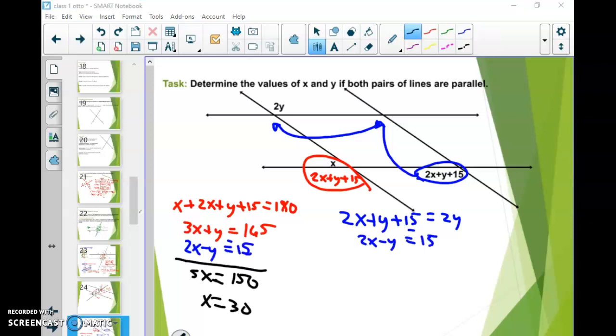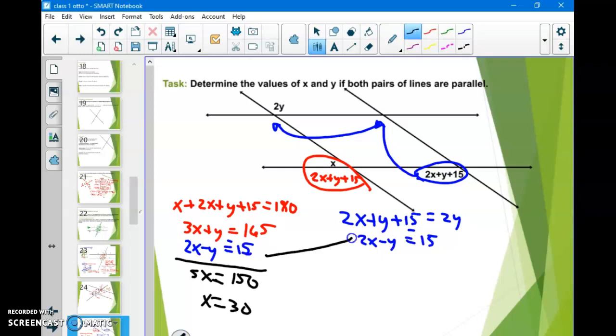And so I simplified both of the equations, and then I just substituted this, or moved this over here to use elimination. And I got that x was equal to 30. So we know that this angle in here is 30 degrees. And so I can substitute back in, so I get 2 times 30 plus y plus 15 equals, and I'm going to just say 150.